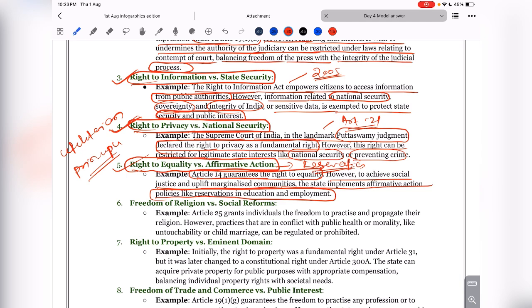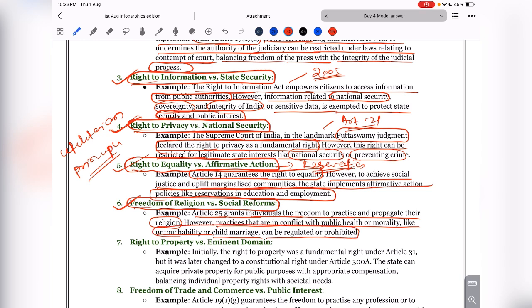Okay. Then next is freedom of religion versus social reform. Article 25 grants the individual freedom to practice and propagate their religion. You have the right to practice and propagate whatever your religion is. However, practices in conflict with public health and morality, like untouchability and child marriage, can be regulated or prohibited.